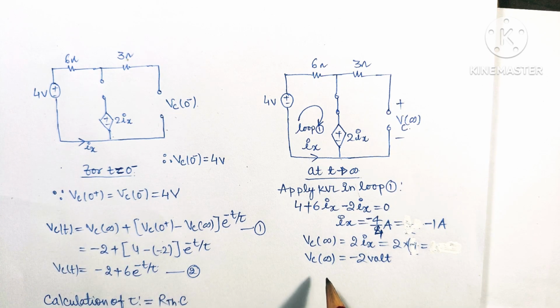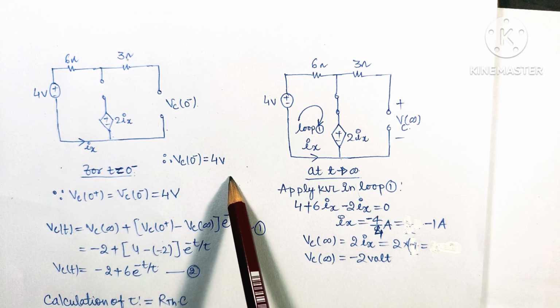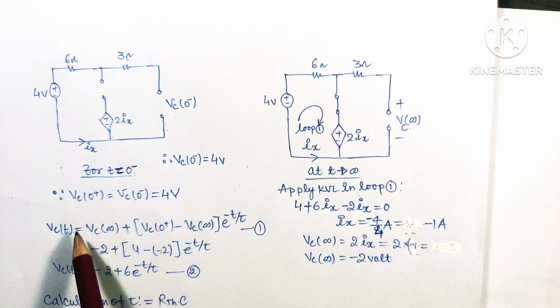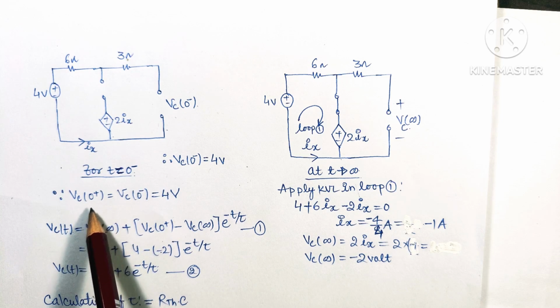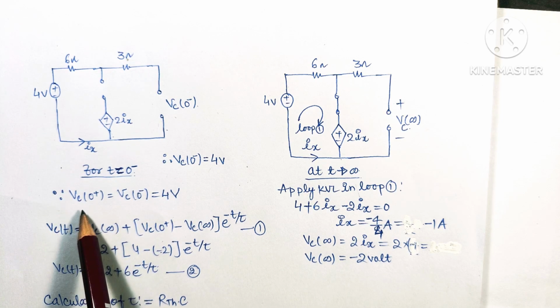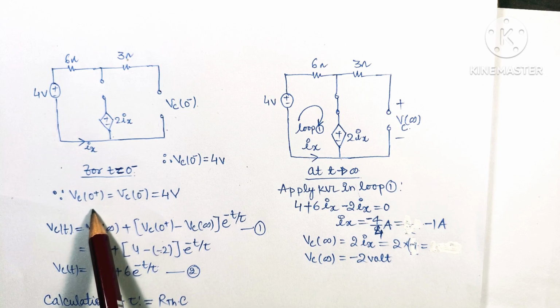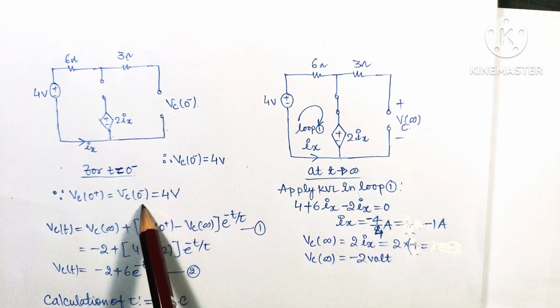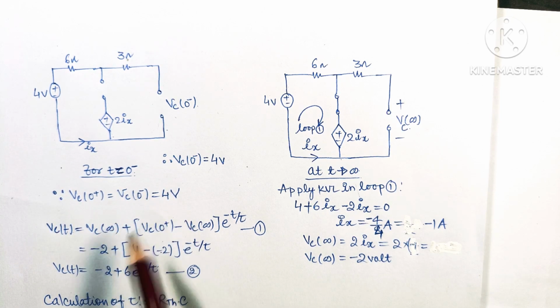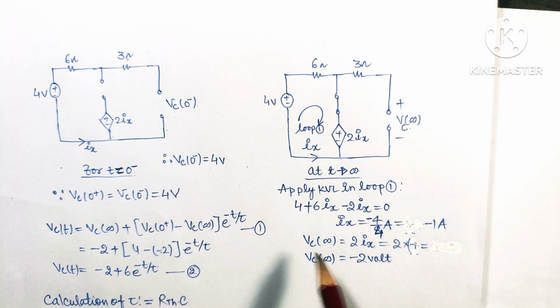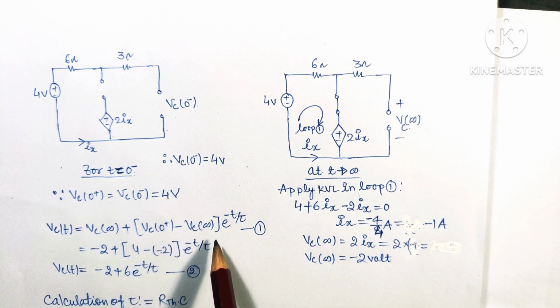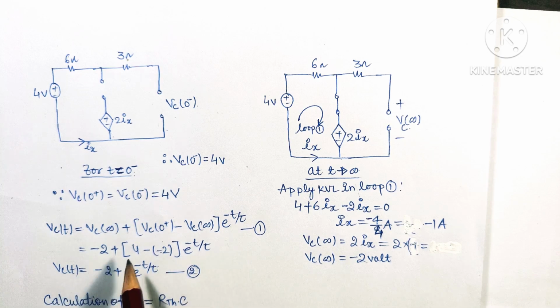We have calculated Vc(infinity) and Vc(0 minus). As we know, a capacitor cannot change its voltage instantaneously, so the voltage just after switching will be equal to the voltage just before switching. That is, Vc(0 plus), the voltage just after switching, will be equal to Vc(0 minus), the voltage just before switching, equal to 4 volt. We put all these values in this equation. This is the equation for t greater than 0 for a capacitive network.